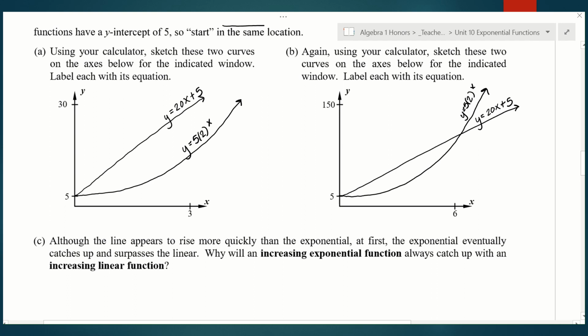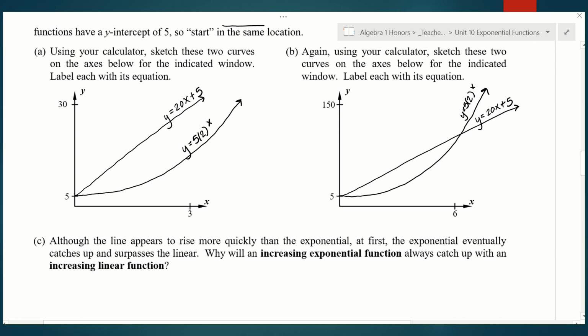So just to rephrase that, what they're saying is, in that first graph, it looked like our line was steeper. It looked like it was going to always be higher than our exponential was. But when we zoomed out, we could see that eventually that exponential curve overtook the linear, meaning it increased at a faster rate. And so they're asking us why this will always happen. Why will, no matter what, an exponential function always surpass a linear function?